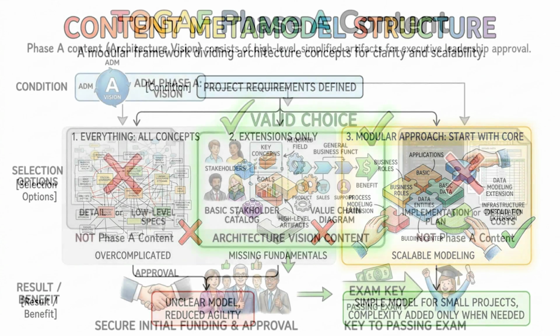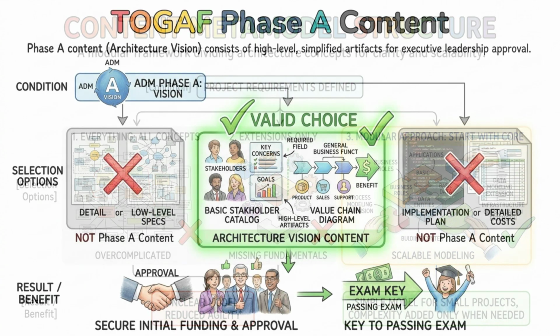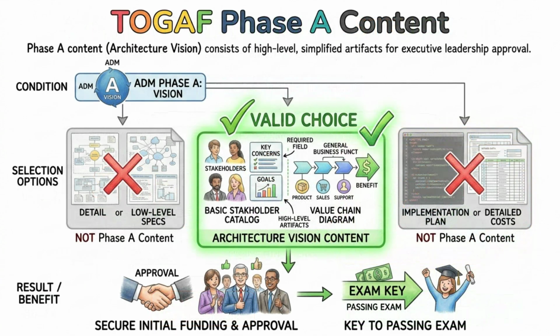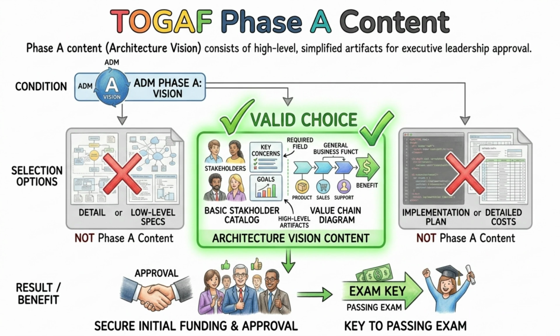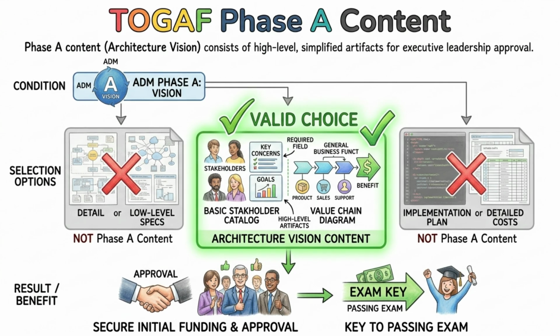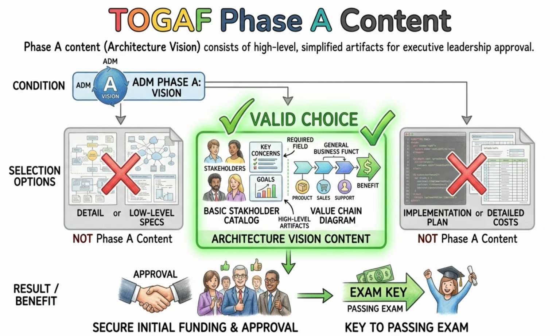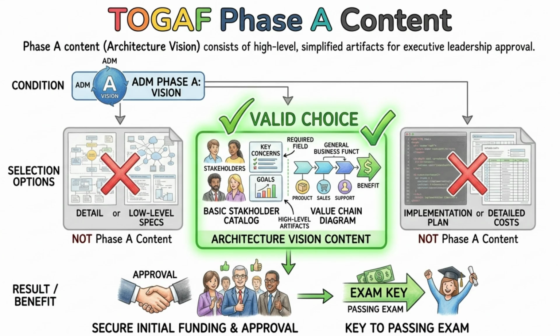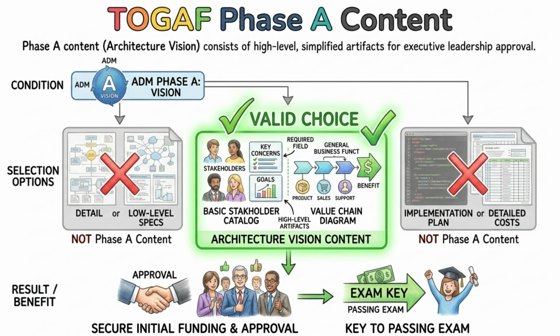Understanding how the content framework maps to the ADM phases is a major key to passing your certification exam. During Phase A, which focuses on vision and scope, the primary deliverable produced is the architecture vision, which contains high-level artifacts. These artifacts usually include basic stakeholder catalogs and value chain diagrams that show executive leadership exactly what the project intends to achieve. On the exam, connect Phase A to simplified, high-level content designed purely to secure initial project funding and approval.